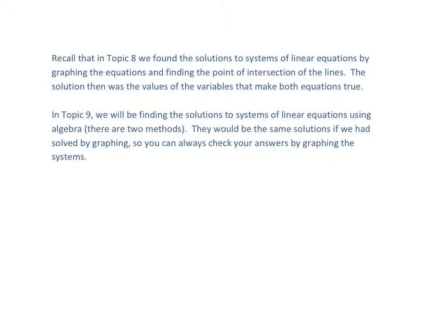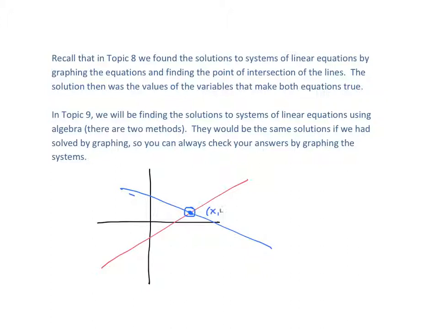Recall that in topic 8, we found the solutions to systems of linear equations by graphing the equations and finding the point of intersection. This might look like this. So if you had 2 lines on a graph, the red line can be one line and the blue line can be another line of the system of linear equations, wherever they meet, that point of intersection, x comma y, whatever those values were, was the solution to that system of linear equations. The values of the point of intersection were the 2 values that made both equations true.